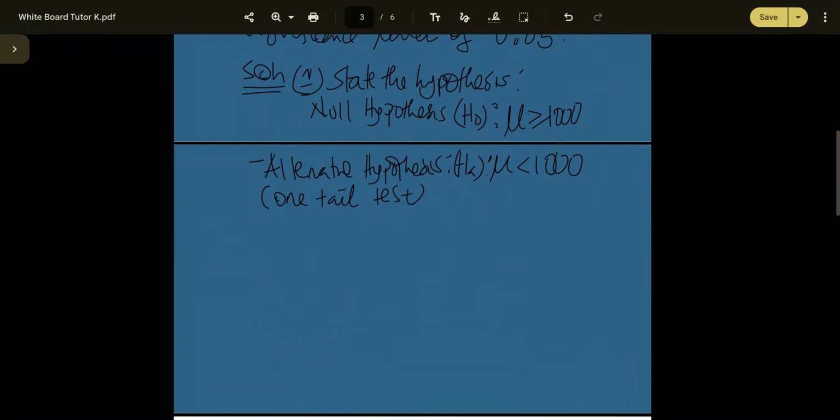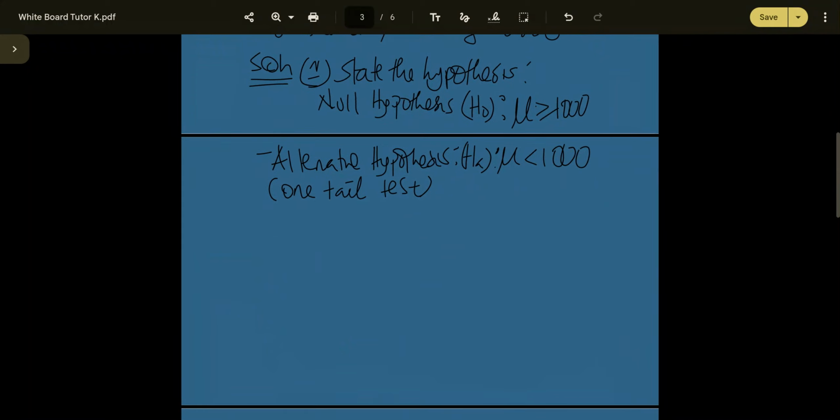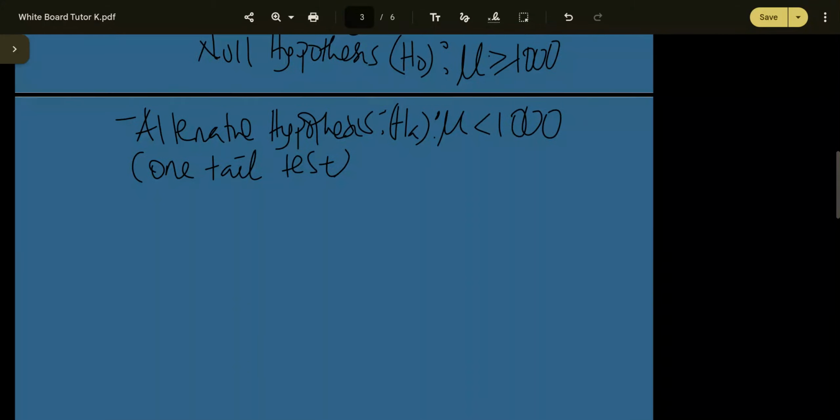Then for the alternative hypothesis, we want to see if this claim is true, or maybe the lifespan can be less than the hours that they said. That is the alternative hypothesis that we are going to have.